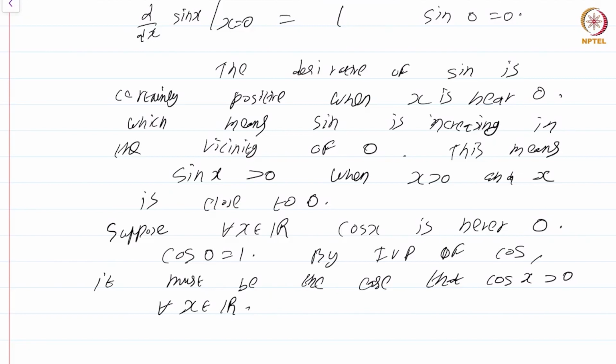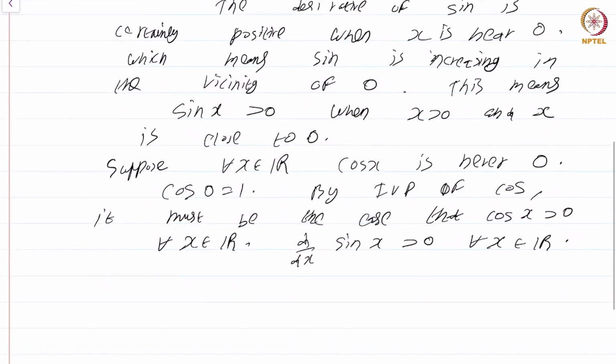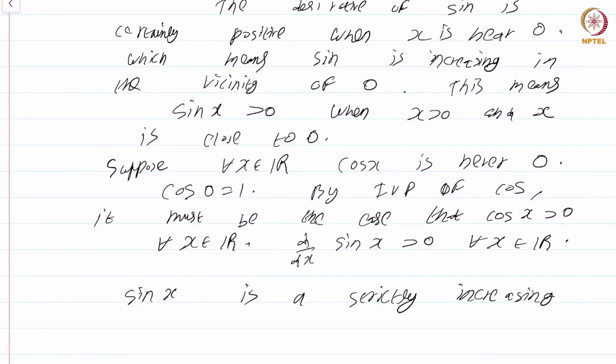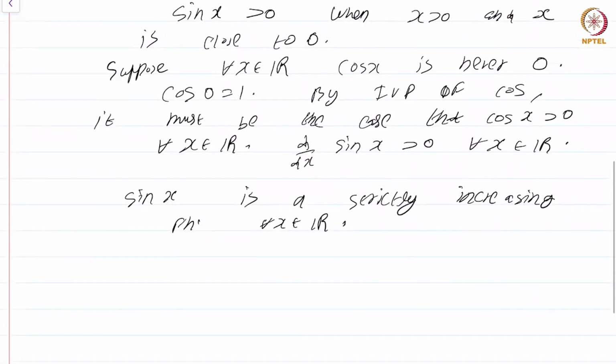So what does this tell us? This tells us that d by dx of sine x is greater than 0 for all x in R, which just means sine x is a strictly increasing function on the whole of R, not just near the vicinity of 0. Sine x is a strictly increasing function for all x in R. Okay. Now, we are going to manipulate sine and cos using these trigonometric identities that we have established in the last module to derive what we need.